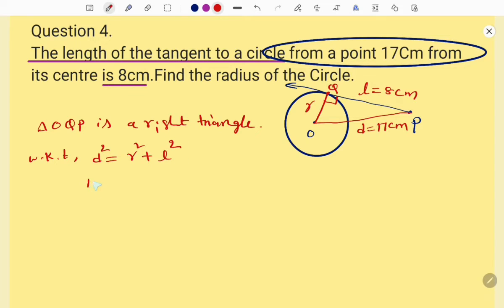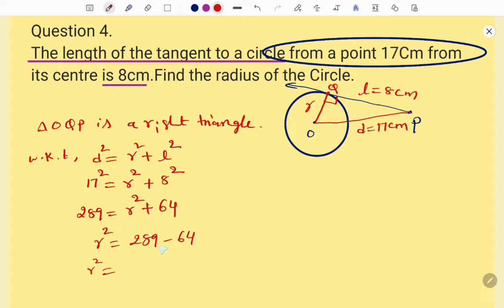Now hypotenuse square means 17 square is equal to, we don't know, R square plus L means length means 8 square. So 17 square how much? 289 is equal to R square plus 8 square is 64. Therefore here R square is equal to 289 minus 64. Then R square is equal to, from 9 you can subtract 4, 5, from 8 you can subtract 6. So therefore we can get R square equal to 225. Then R is equal to root 225. Therefore R is equal to 15 centimeters.